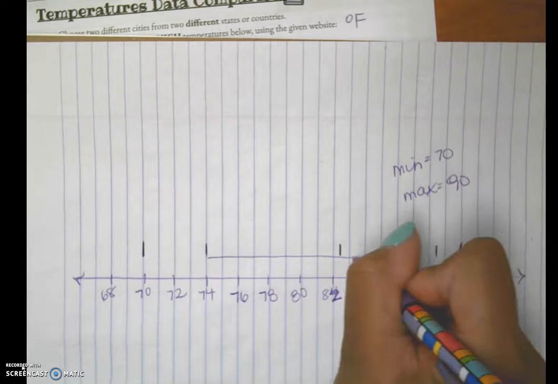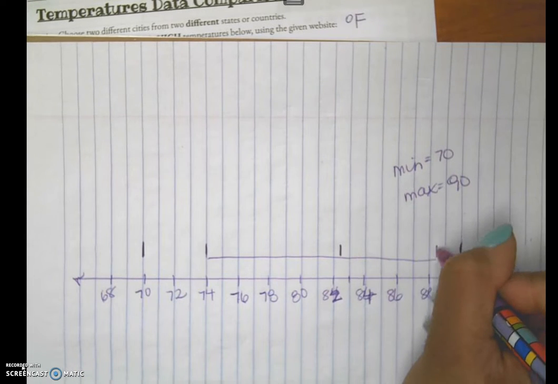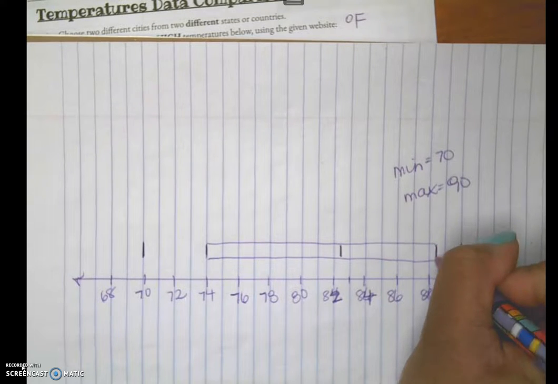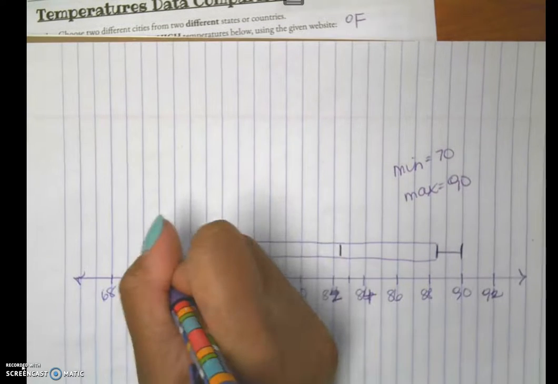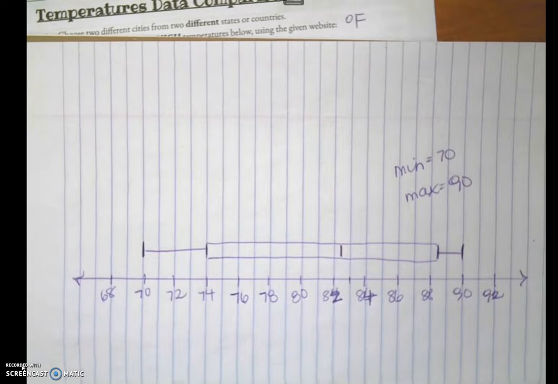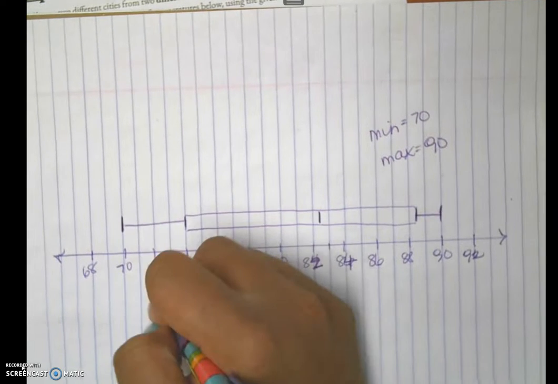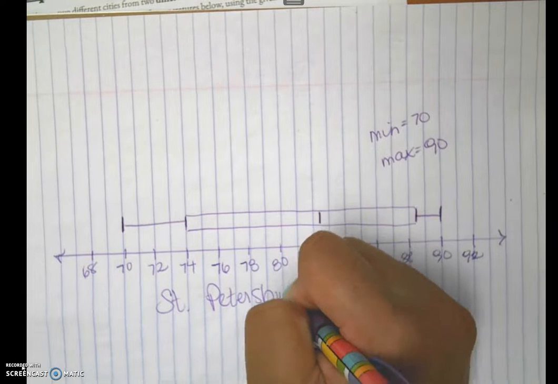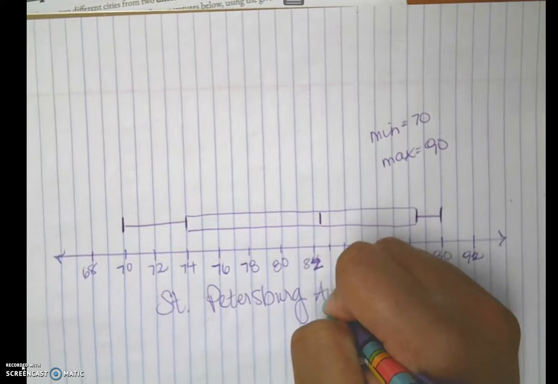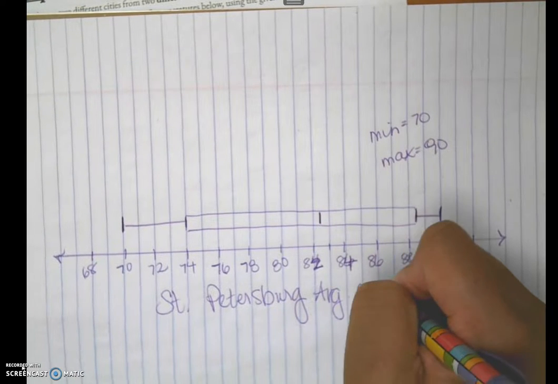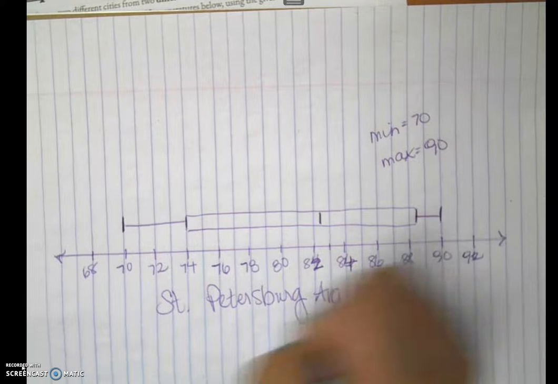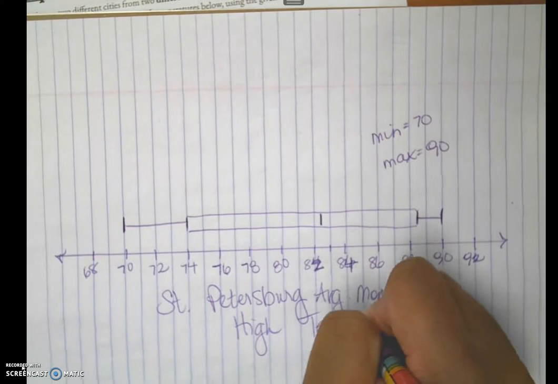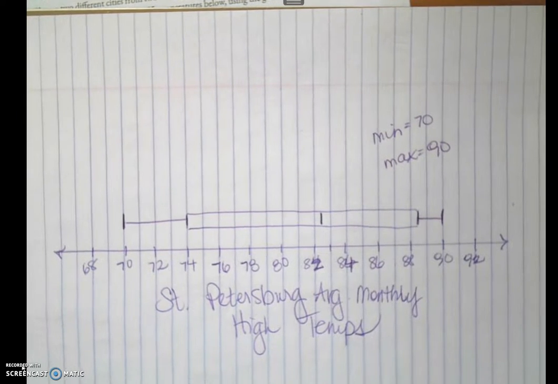Connect your 3 points in the middle to make your box. Then extend it for your whiskers and connect. And there you have it. And this is St. Petersburg, not burger. Average monthly high temps. And then you'll do the same thing for Denver.